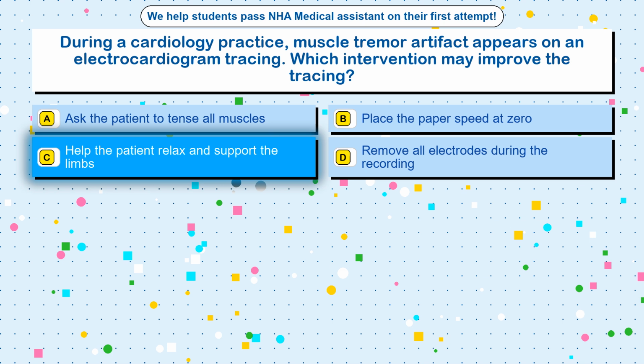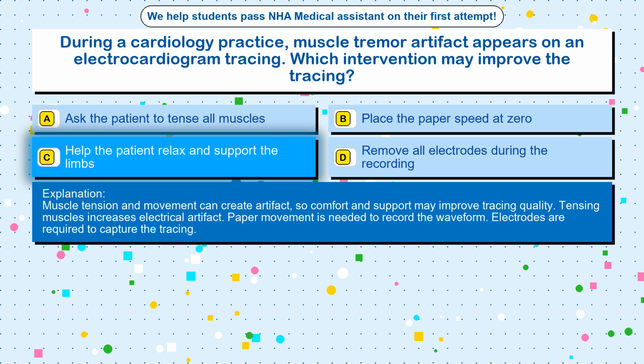Help the patient relax and support the limbs. Muscle tension and movement can create artifact, so comfort and support may improve tracing quality. Tensing muscles increases electrical artifact. Paper movement is needed to record the waveform. Electrodes are required to capture the tracing.